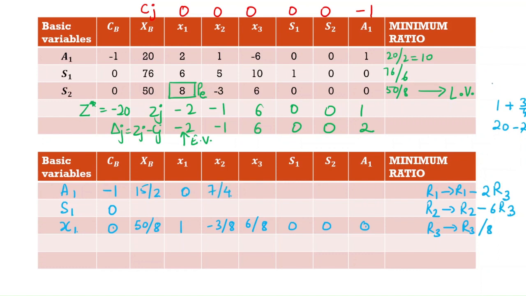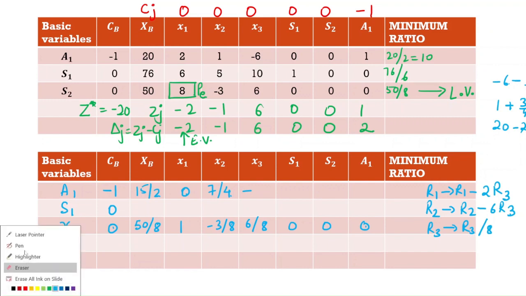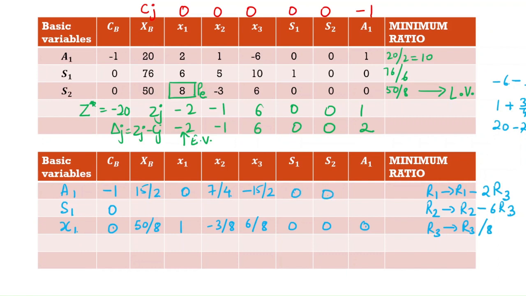So this is minus 6 over 4, and this is minus 6, 12, 15 over 2. So this is 0, 0. So 1 minus is 1 only.